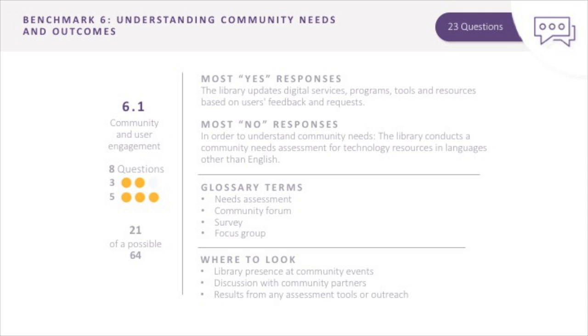Also helpful is if your library has any archives of assessment tools, meaning past surveys, notes from a suggestion box, or other methods of hearing from library users. Knowing how the library has used this information or where they keep that information can prove helpful. And for this indicator, the EDGE glossary defines different methods of collecting community feedback, including needs assessment, community forum, survey, and focus group.